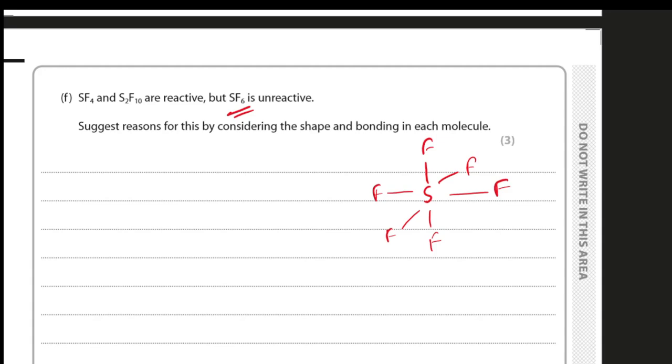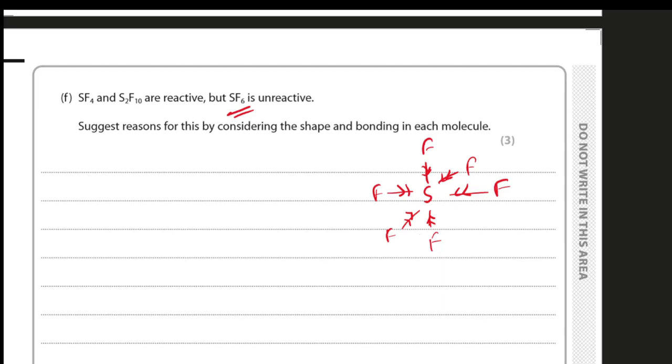We can clearly see that the molecule is symmetrical, so this makes the whole compound non-polar. So we can easily say that the energy required for breaking these bonds down is pretty high, and that is the reason why SF6 is unreactive compared to its counterparts, SF4 and S2F10.